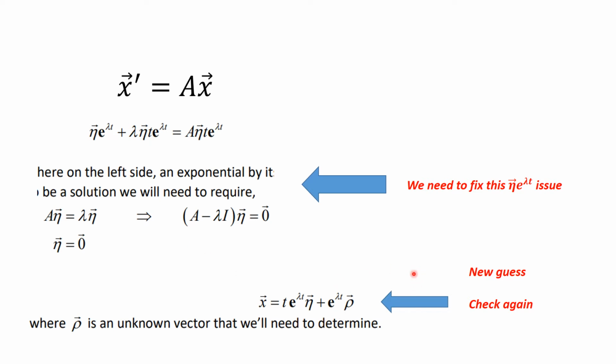So let's have a new guess, and this time we're going to say, let's try vector x is equal to what we started with before, but now we have a correction factor that we're calling e to the lambda t times rho. I know it looks like a p, but it is a rho, and that is a vector, an unknown vector that we will determine as we plug in and see if this will work. So we're guessing and checking again.